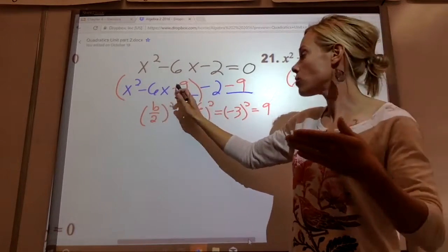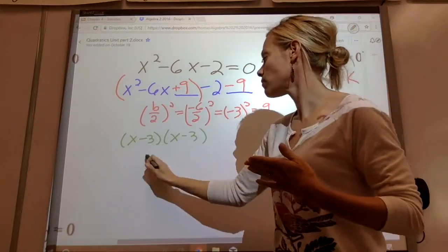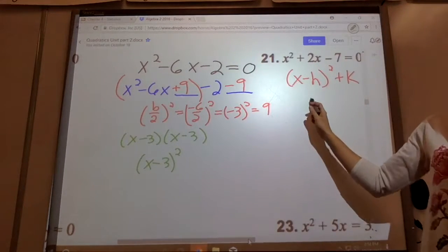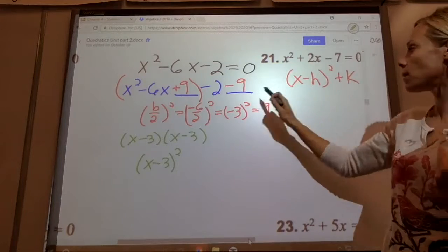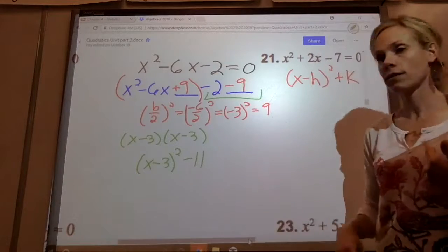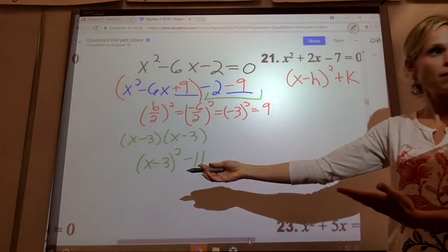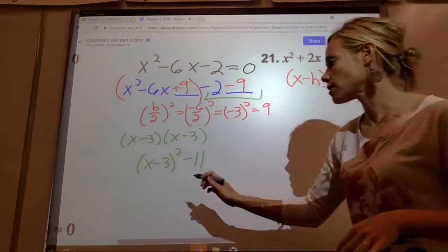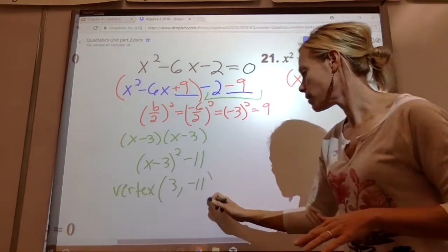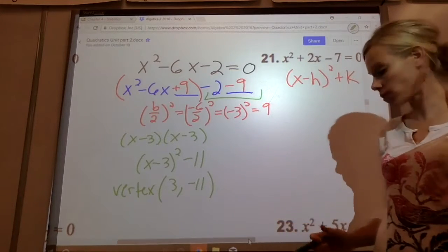-3, -3. So this now factors into this, which I can write as (x - 3) squared. And that's part of what I want for vertex form. And then to get the k part, you combine your last two terms, which is going to be -11. Ta-da, right? There's standard form into vertex form. And now I can find the two important things. I can say, okay, my vertex is (3, -11), because this means 3 to the right, 11 down. So that's one important part, the vertex.